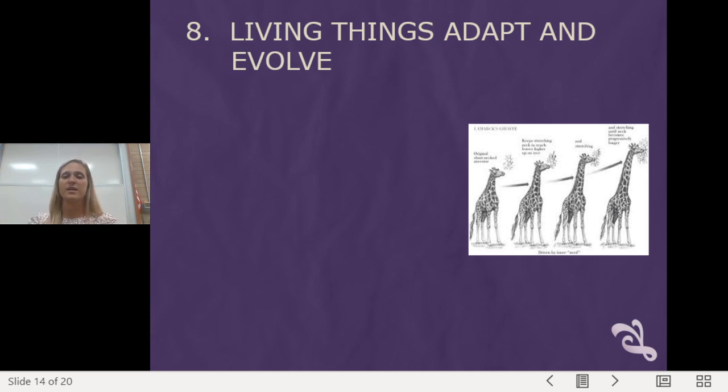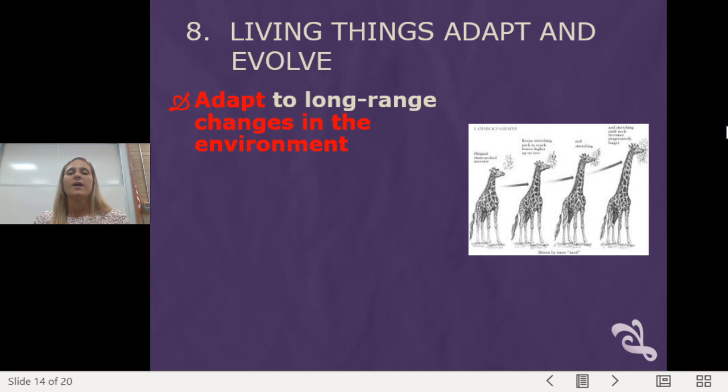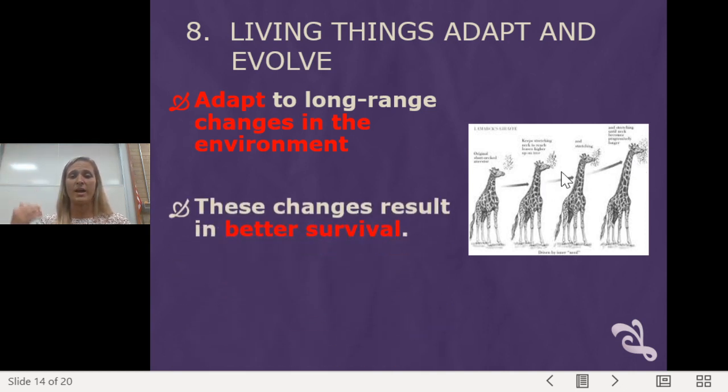All right, living things adapt and evolve. This is the last characteristic, okay? Adapt means that they're going to make changes, long-range changes, in response to the environment. You have a picture here of a giraffe. Something changed in the environment. The trees got taller, and there wasn't food at the lower ends, so the giraffe's neck gets longer in this case, to be able to reach those high areas.